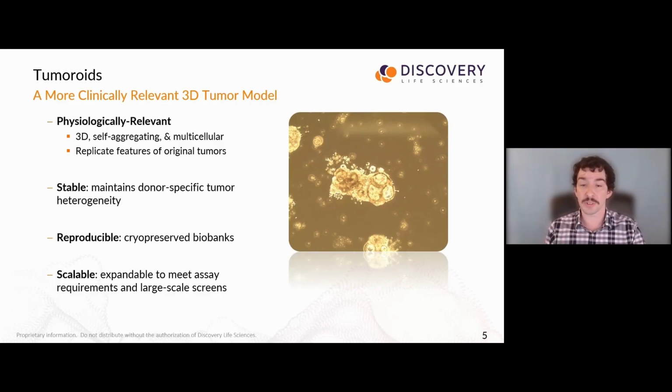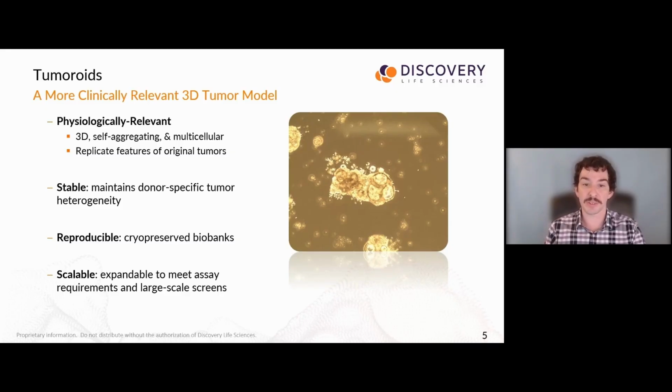Tumoroids also overcome logistical challenges. They are cryopreserved, making them convenient to fit into testing timelines. And you can bank them at particular passage points, just like a cell line, allowing for reproducible and comparable testing on the same patient over time. They're also scalable and can be cultured in flasks to generate enough tumoroids for any assay while still maintaining their unique cellular features.